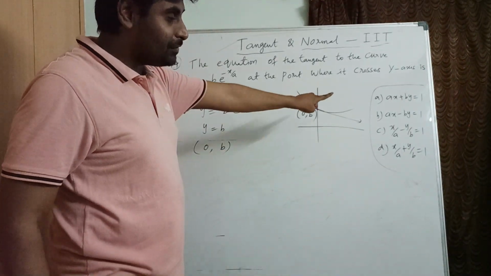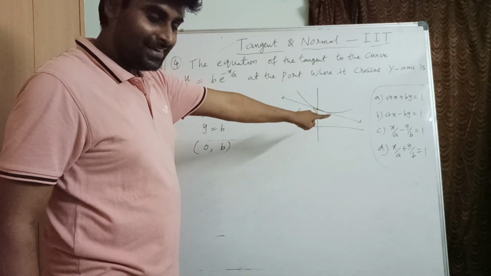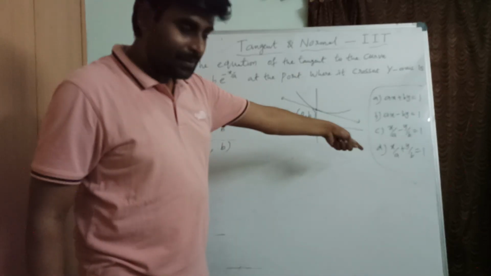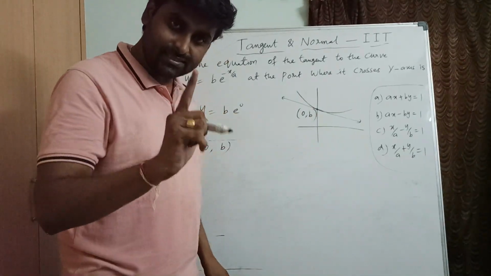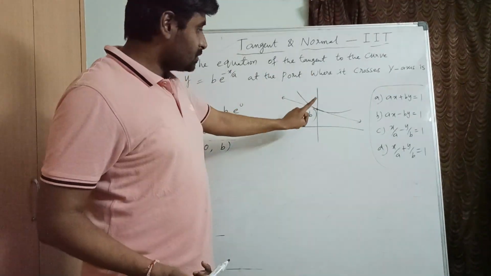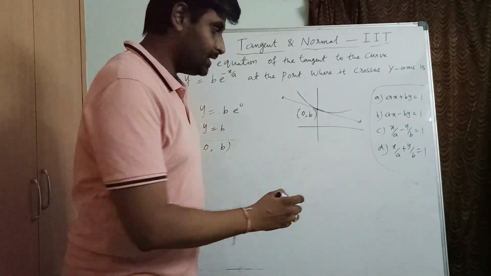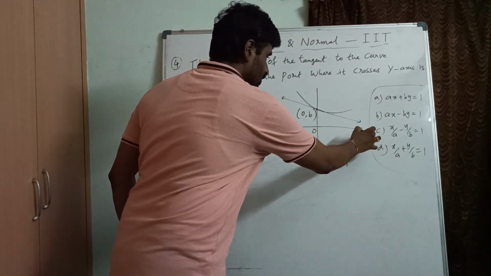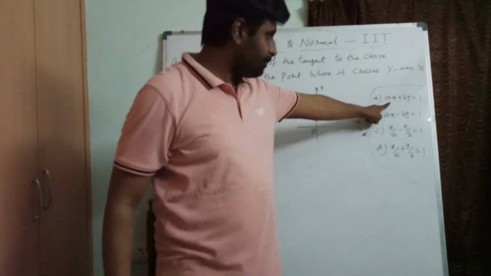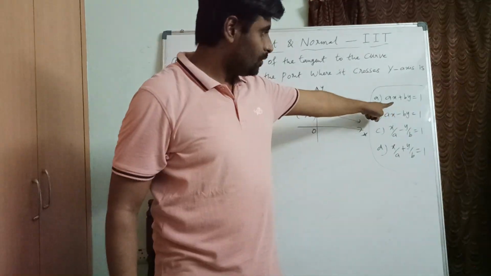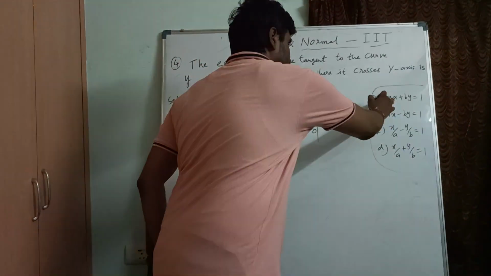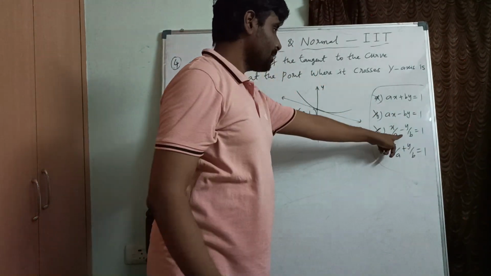But directly we can also verify the options. 0 comma b satisfies the tangent and the curve also. Since we are finding the equation of the tangent, 0 comma b must satisfy that equation. Now, where does 0 comma b satisfy? Can I put 0 comma b here? No. Will you get 1? b square. Here? No. So here? No. So minus 1.